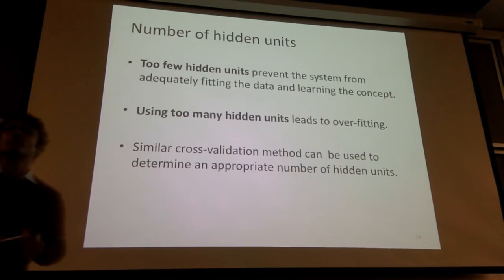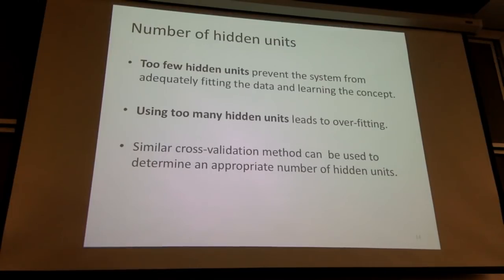Let's talk about the number of hidden units. With neural networks, you run the risk of having too many hidden units or too few, or too many hidden layers or too few. All of these can lead to underfitting or overfitting. If you have too few, you can underfit. Too many can lead to overfitting. And basically, cross-validation methods can be used for deciding the number of layers and the number of units and such things.